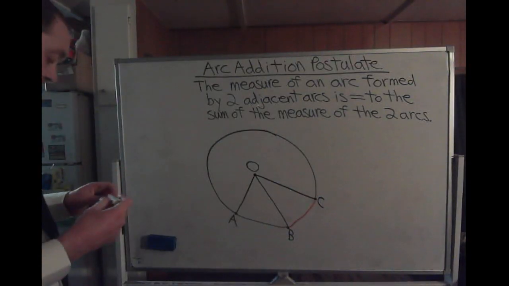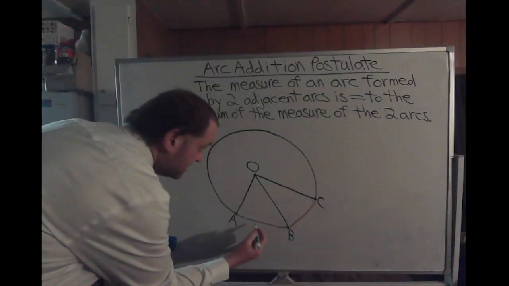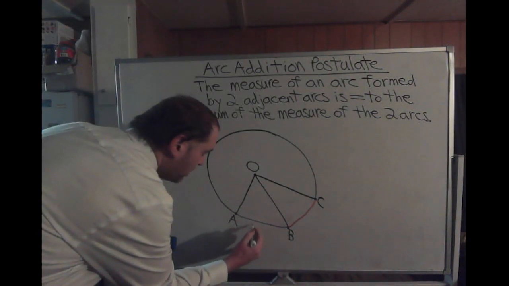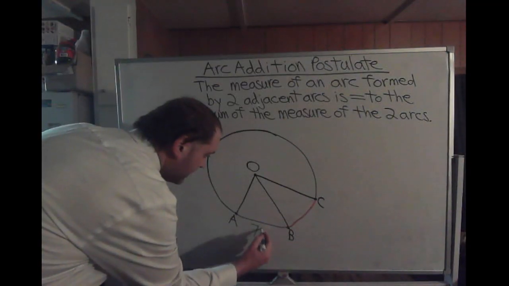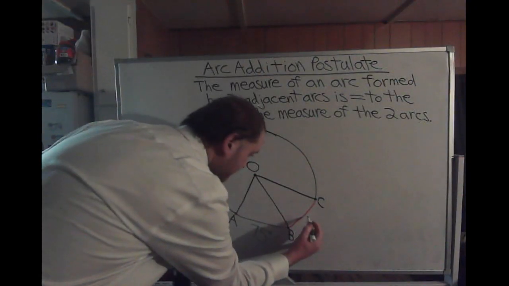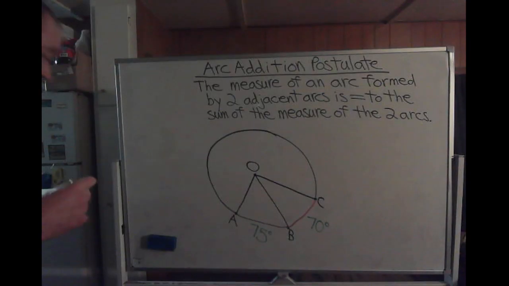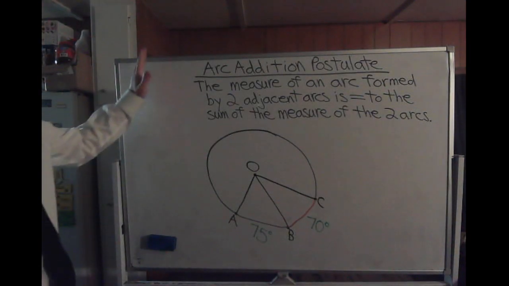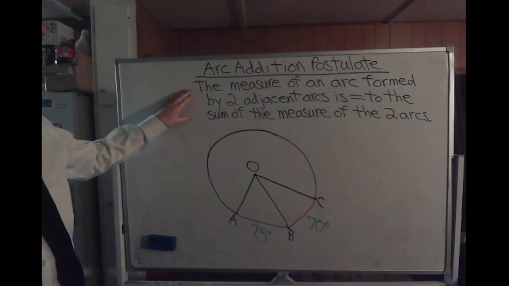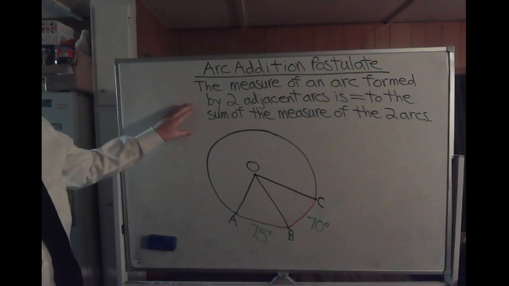Okay. And then I have, let's see, AB is going to be, we'll call that 75 degrees. We'll say BC is 70 degrees. Okay, so first let me read the arc addition postulate. The arc addition postulate states that the measure of an arc formed by two adjacent arcs is equal to the sum of the measure of the two arcs.